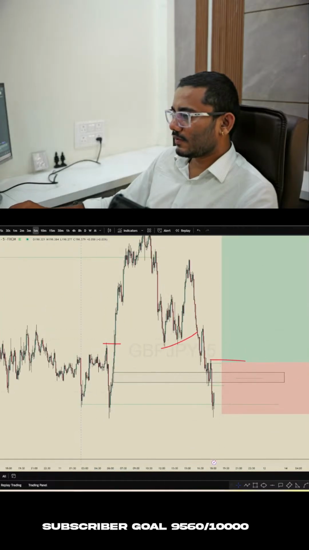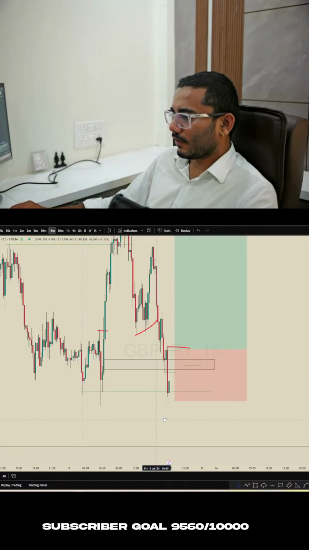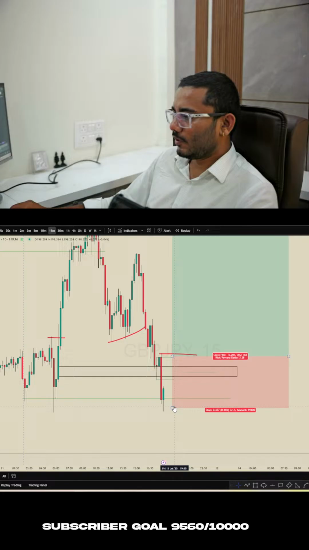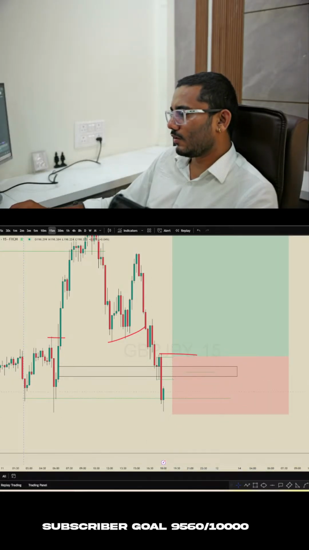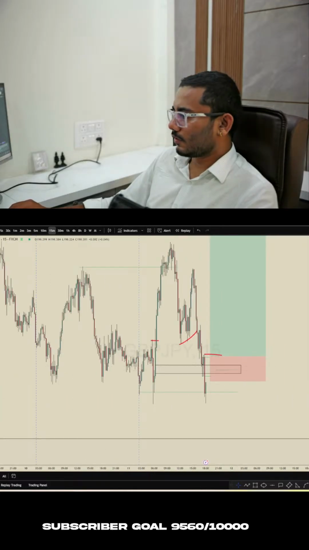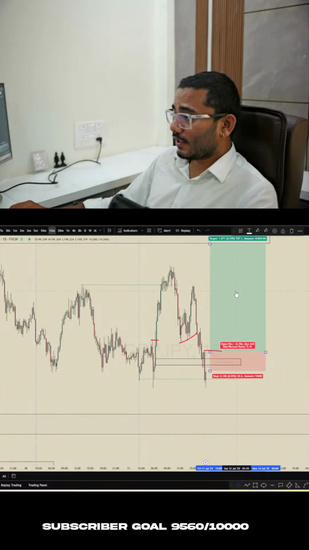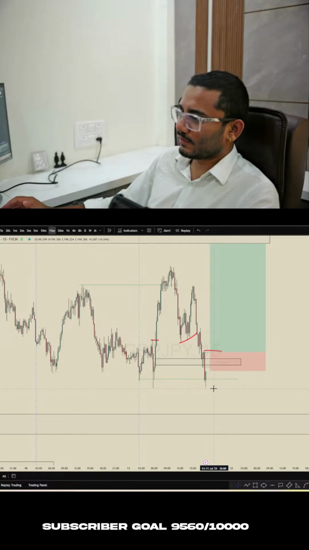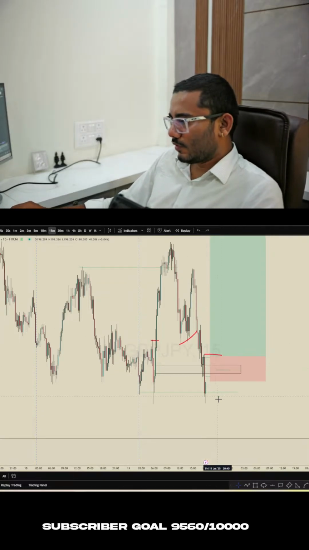So if this breaks, I look for entry and put my stop loss below the smallest low. So it will be 0.5% more risk. I'll use a smaller stop loss, and with 0.5% of risk, I can cover this 1% loss.